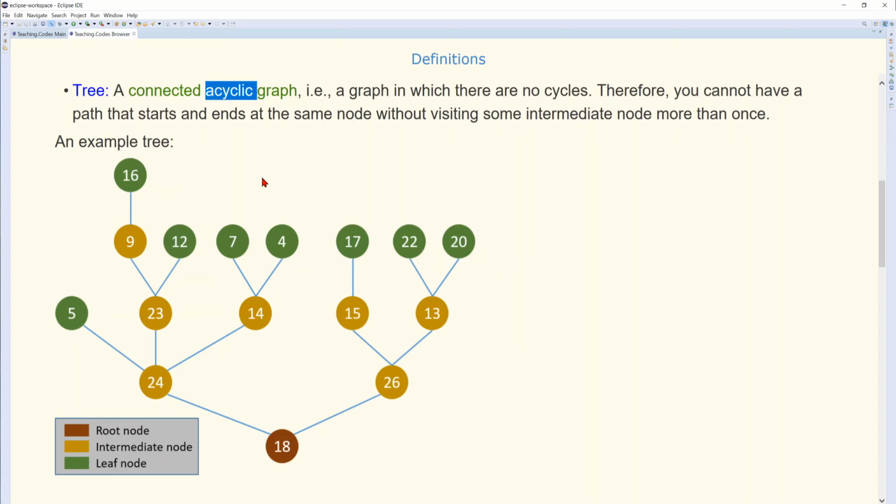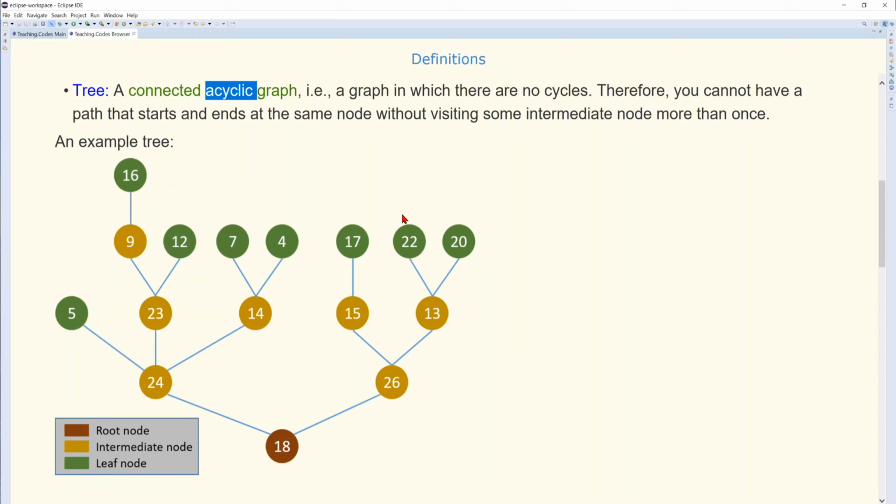A cycle is a path which starts and ends at the same node, but on the way, it does not visit any node more than once. Only the first and the last ones are visited twice. They're the same node. And the rest is visited only once. If you find such a path, it's a cycle. And therefore, the graph would be cyclic. But here, there are no cycles.